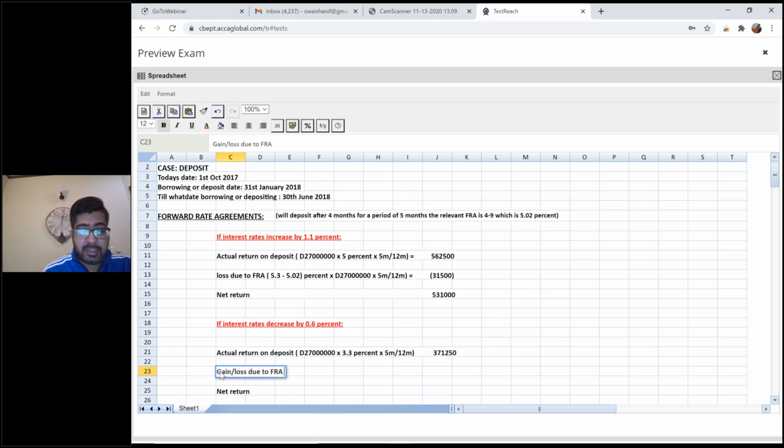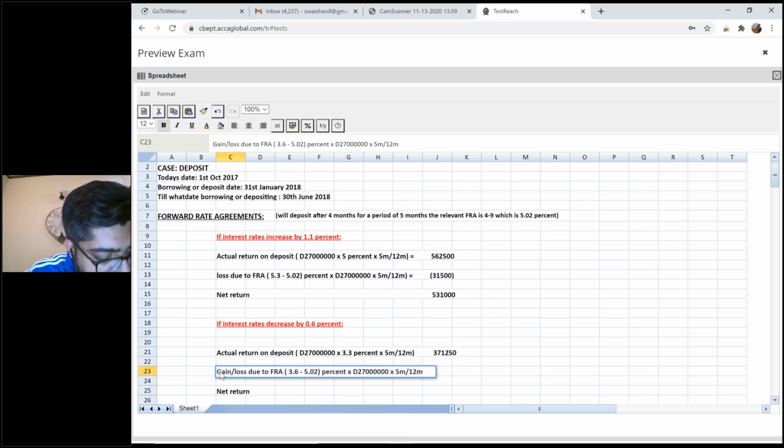Please pay attention to how to get the gain or loss due to FRA. It's the difference in rates. The rates fell by 0.6, became 3.6, but you committed an FRA at 5.02. This is the difference in rates, into amount, 27 million, into time period over 12. This makes it 159,000.